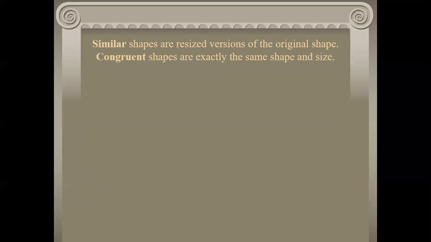So similar shapes are resized versions of the original shape, but congruent shapes are exactly the same shape and size.